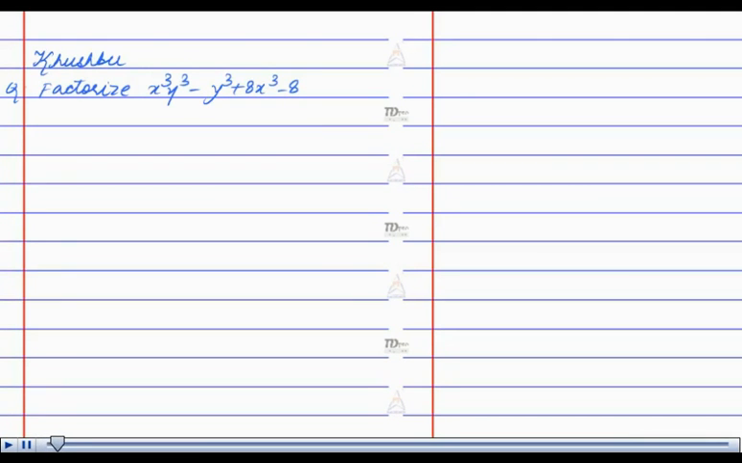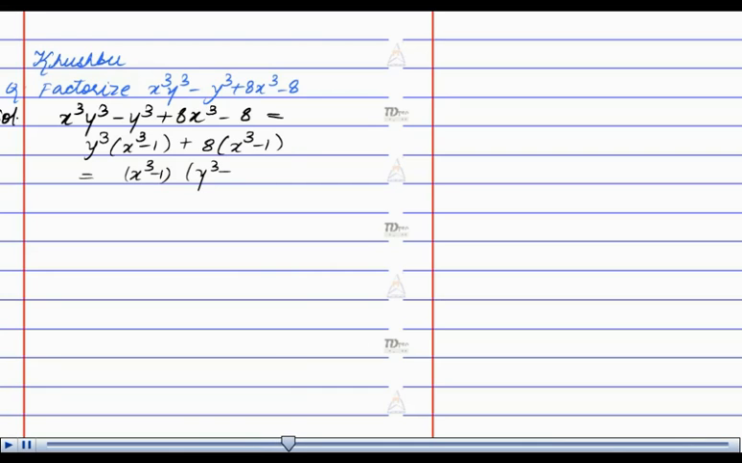Hello, I am Khushbu. The question is: factorize x cube y cube minus y cube plus 8x cube minus 8. Taking out y cube common from the first two terms, we are left with x cube minus 1. Again taking out 8 common from the last two terms, we are again left with x cube minus 1. Now taking out x cube minus 1 common, we are left with y cube plus 8.